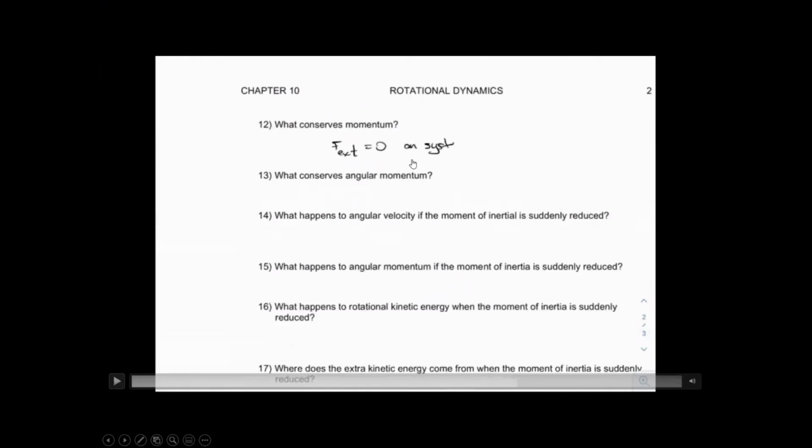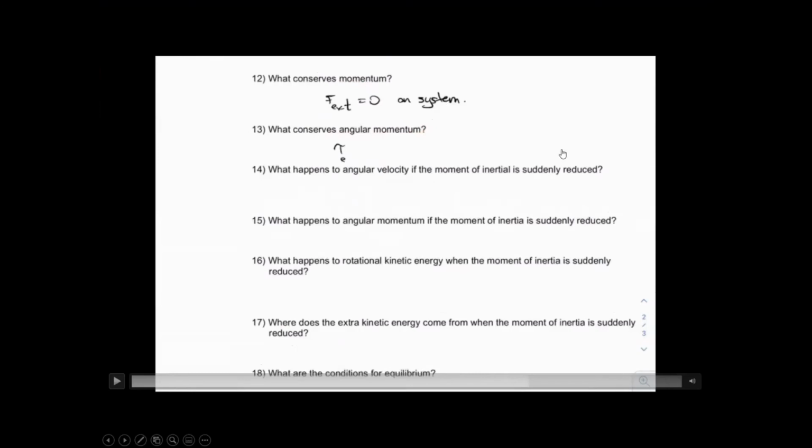Absence of an external force on a system is what conserves momentum. Absence of an external torque on a system is what conserves angular momentum.